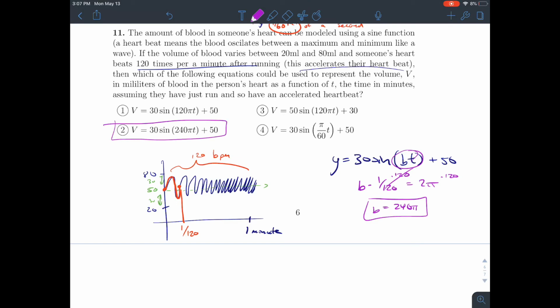So the key thing with these problems is if they tell you how many times the heart beats per minute, then what you know is that you have to divide that minute into 120 heartbeats, leaving you with a period like this.